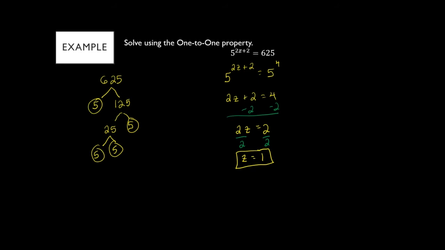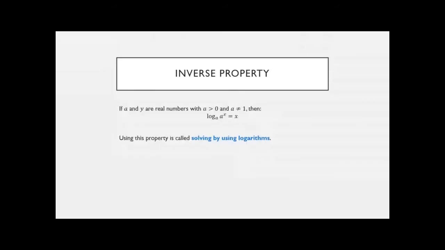So are there any questions on this example or the other two that I've done so far? Okay, so this is the one-to-one property. It's really nice, but it can't be used all the time. When it can be used, it doesn't take long. Not really, but it doesn't work every time.